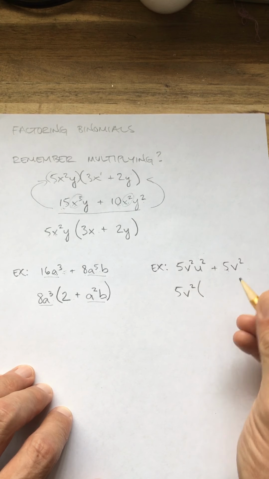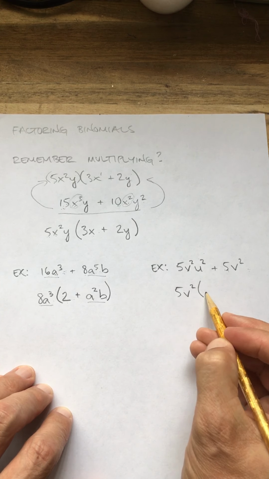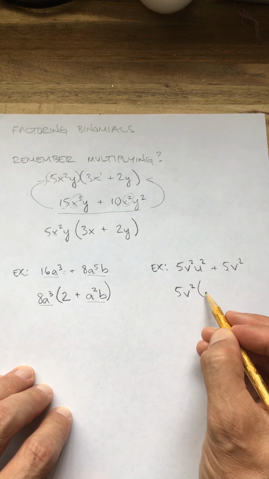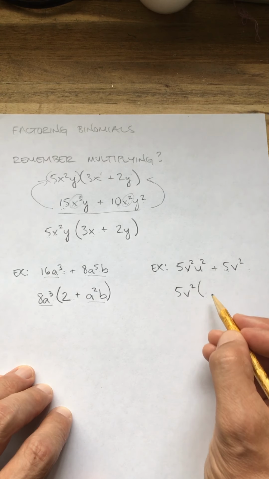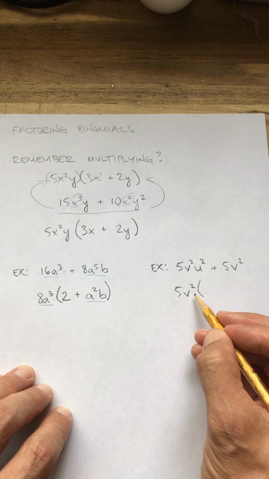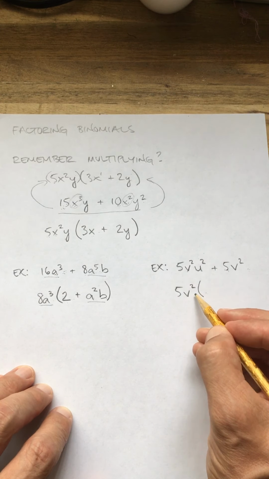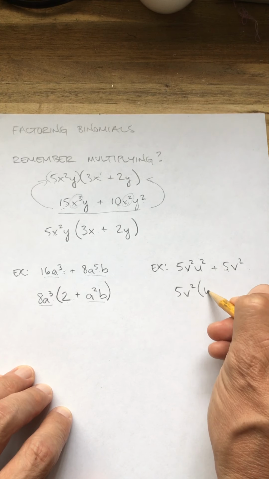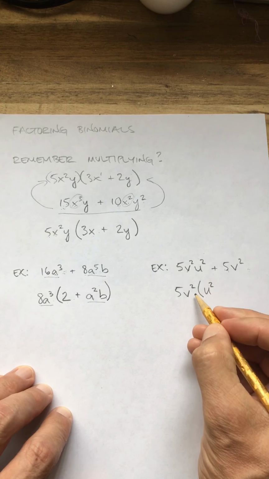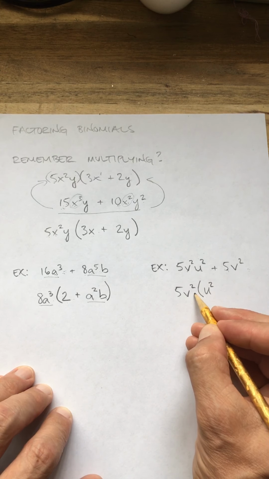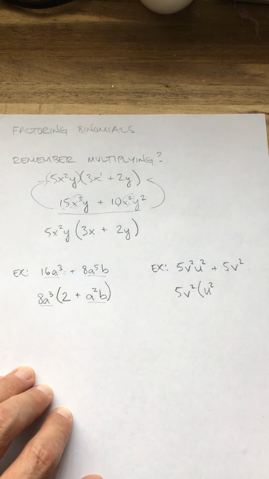Now put the parentheses. So 5 times what gives you 5? It's just a 1, so leave it. v squared times what gives you v squared? It's just a 1, so don't write it. And what times u squared gives you u squared? Well, you need u squared right here. So u squared times what? I'm sorry, it's a 1 times the u squared gives you u squared.